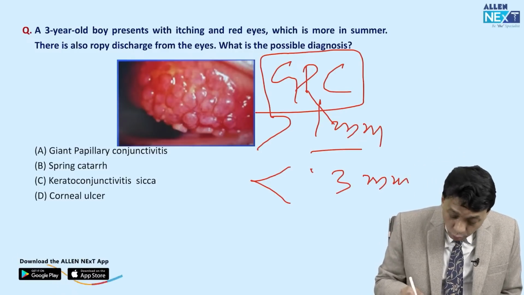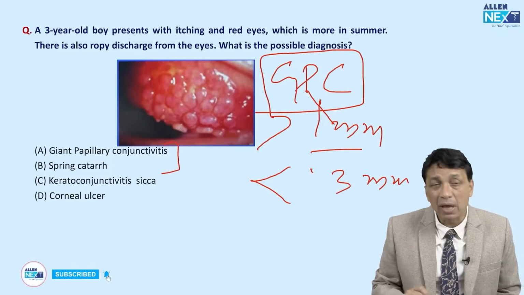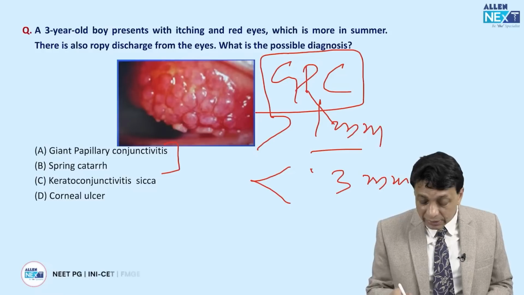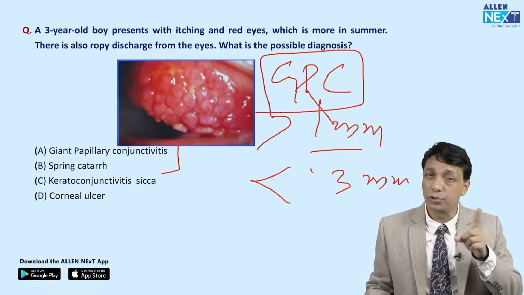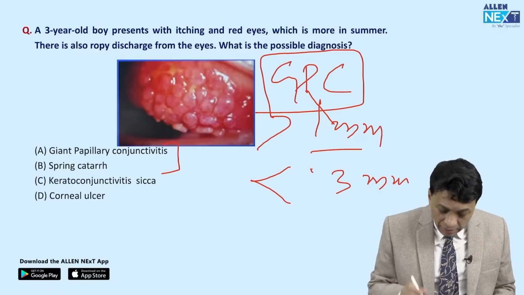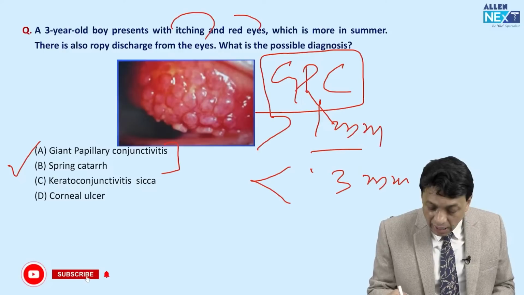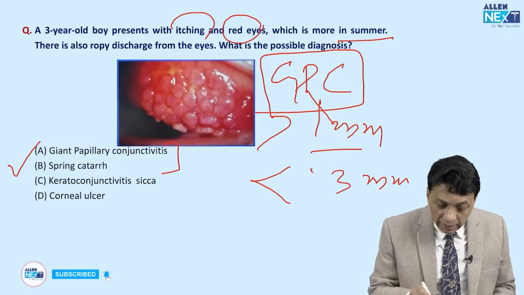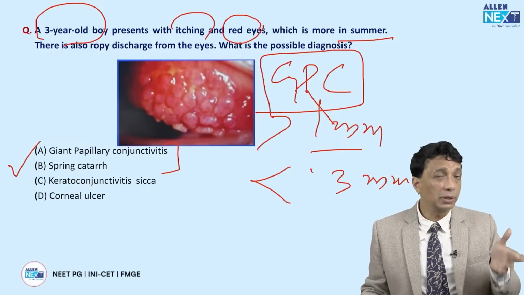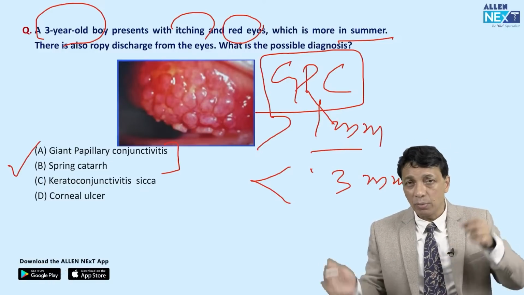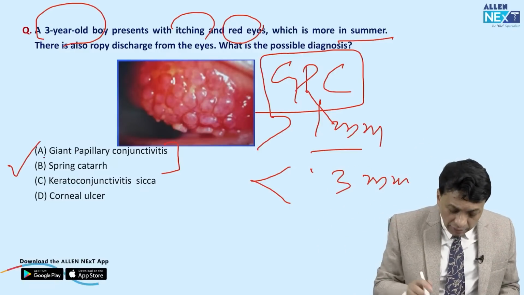So it could be GPC, it could also be spring catarrh. Both of them have giant papillae, remember, and by looking at the giant papillae, you cannot make out whether it is due to GPC or whether because of spring catarrh. But the answer here is spring catarrh, simply because of red and itching eyes, which is more in summer in a small child. Okay, remember, they are seen in children, particularly boys, particularly in summer, where they start itching their eyes.